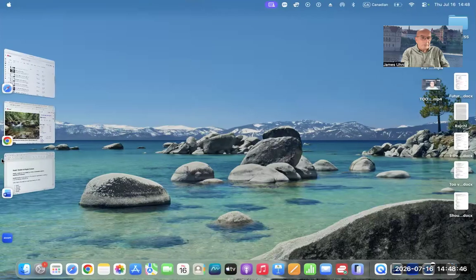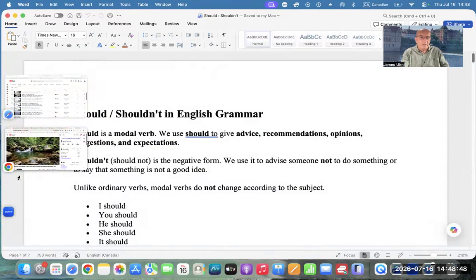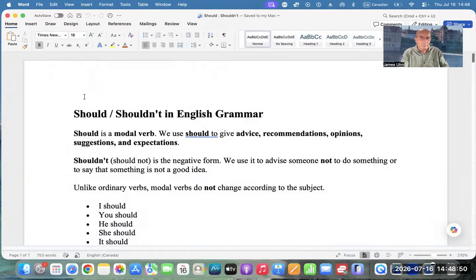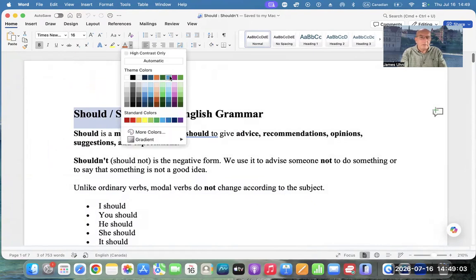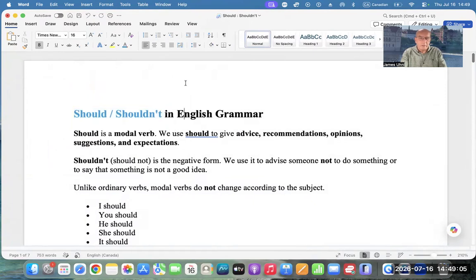Let me share my screen with you, and here we are. Should versus shouldn't in English grammar. So let's start with coloring, and we'll make the headline blue as always. So should, shouldn't. Should is a modal verb.